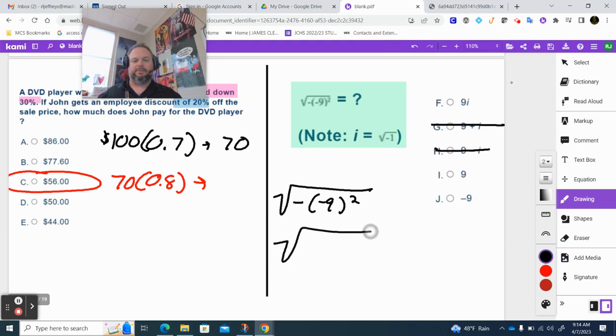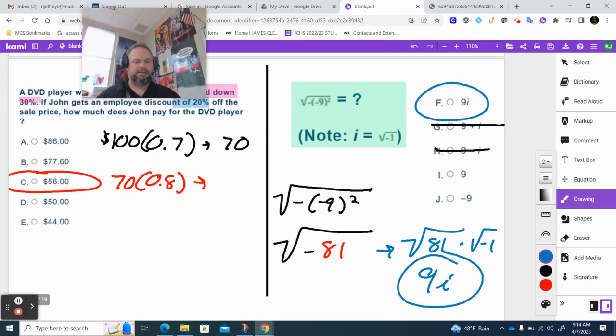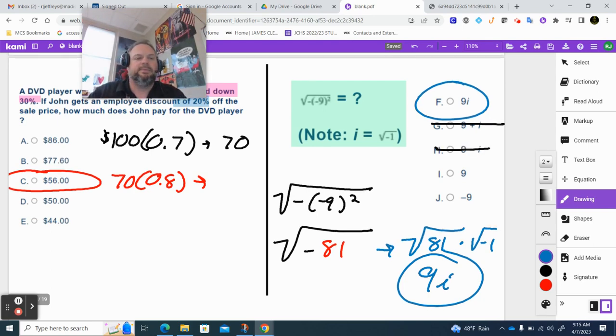-9 squared is 81, so that takes those two away. Then if we take the square root of 81, that's the same thing as saying the square root of 81 times the square root of -1, which is 9i. Something can look kind of difficult, but if you peel back the layers, it's not.